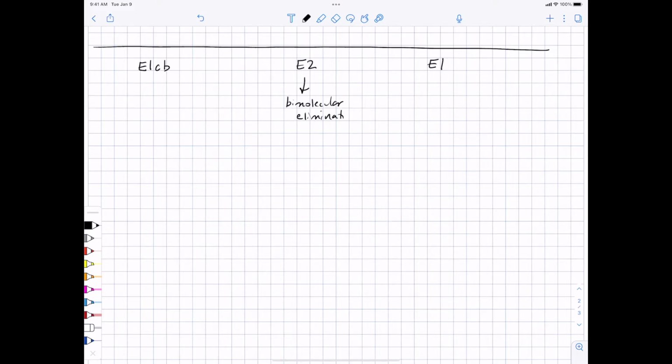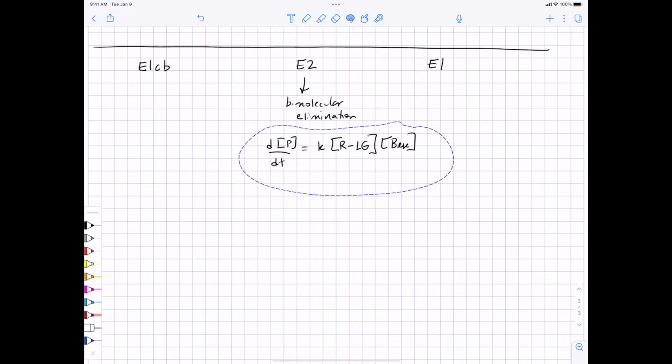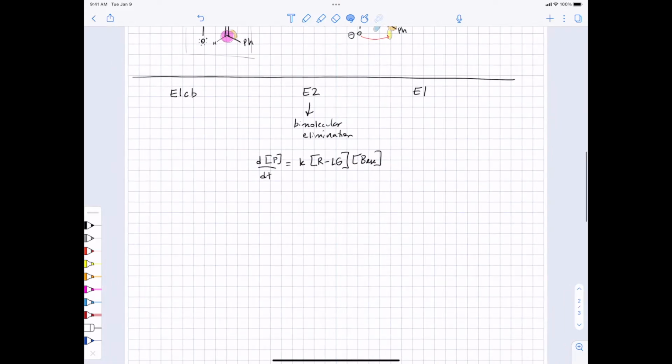And that means that there are two things involved in the rate determining step. If we were to write a rate law, this would equal some rate constant times our alkyl halide, usually with a leaving group, whatever it is, could be anything, and then the base. And both of those are involved in the rate determining step, and if you want to accelerate the reaction, you can do it either way. The reaction's first order in alkyl halide and first order in base.